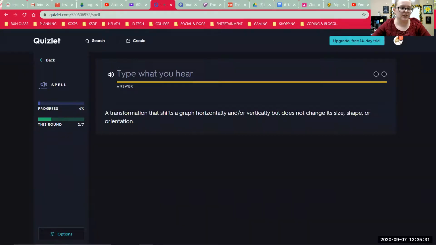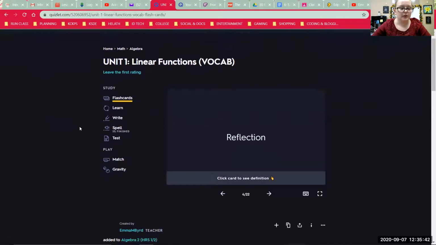Translation. So, and it keeps your progress down here. This is your progress for all the Unit 1 vocab words. This is your progress just for this round. It's just wanting you to get at least 7 right. And they'll tell you right here your completion rate. And then you can test yourself.